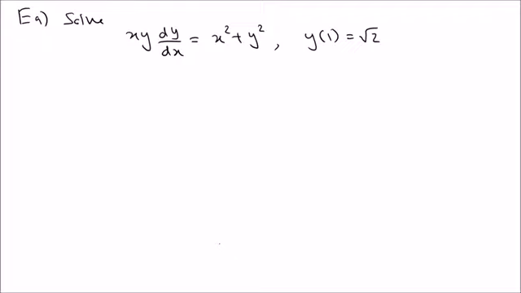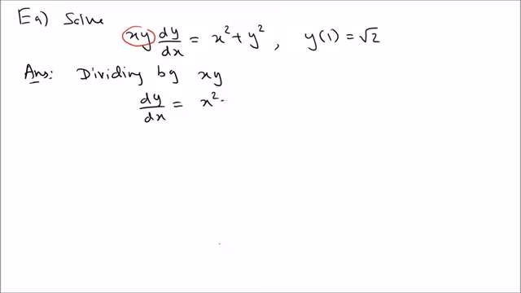So what we're gonna do, we're gonna see this term. So we can divide by that term on both sides. So that's the starting point. So the answer, dividing by xy, so we have dy over dx, which is (x squared plus y squared) over xy.